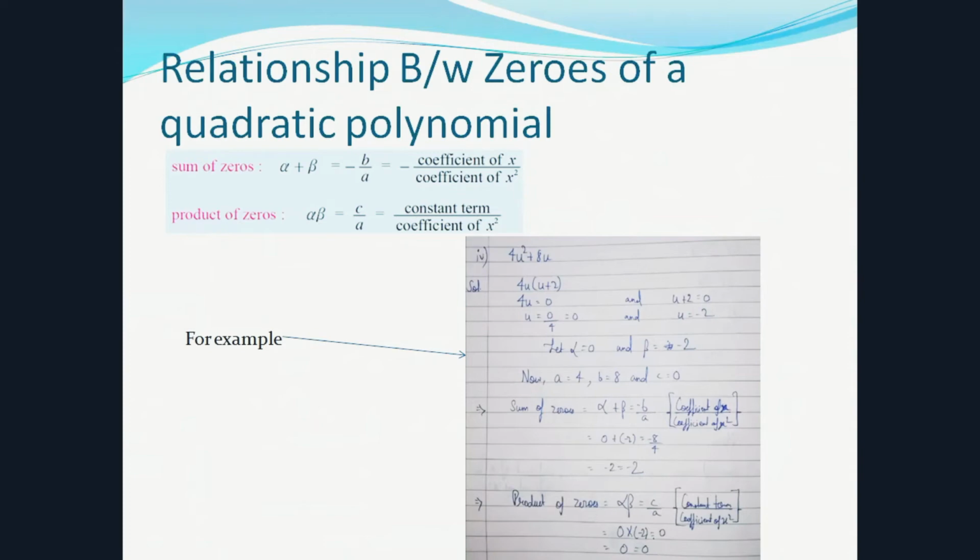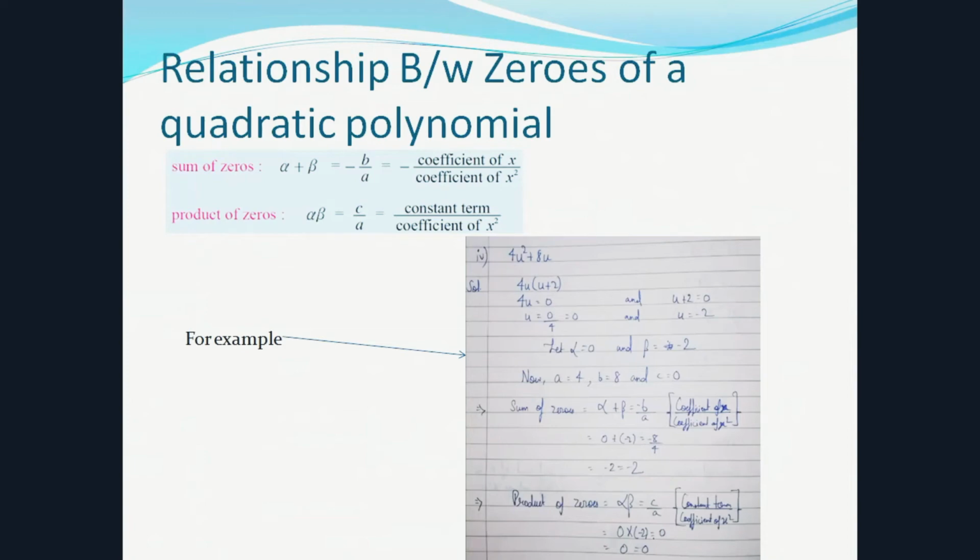We take a as 4, b as 8, c is 0. We are taking c as 0 since it is a constant, and since there is nothing there, it's obvious that if there is nothing, then it is 0. So the constant is 0, so c is 0. A is 4, b is 8, and c is 0. Now we will see the product of zeros. So alpha into beta is equal to c by a.